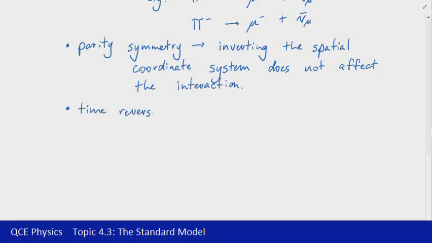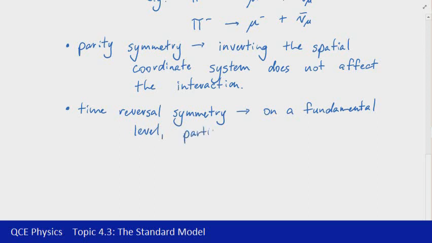Now you might be looking at this one and thinking, well hang on, how can time be reversed? We can't move backwards in time. And on a global scale, so looking at large scale systems, you'd be right. But when we look at a fundamental scale, so looking at particle interactions, particle interactions are reversible in time. So that really means that we can take reactants and products and reverse them. So products become reactants and vice versa. And so they're going to be reversible in time.